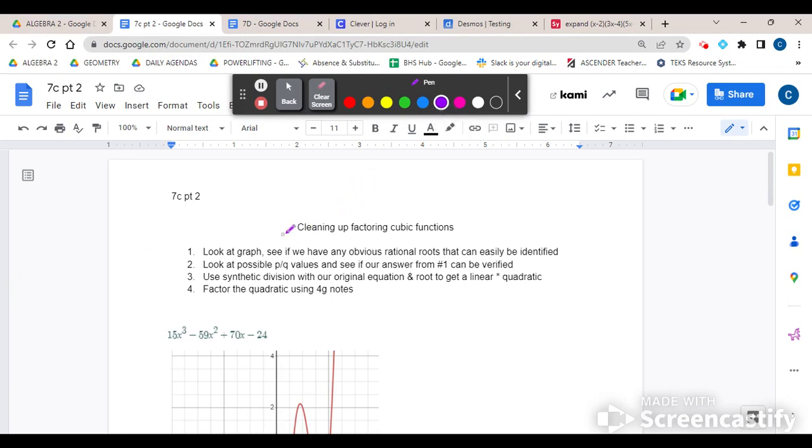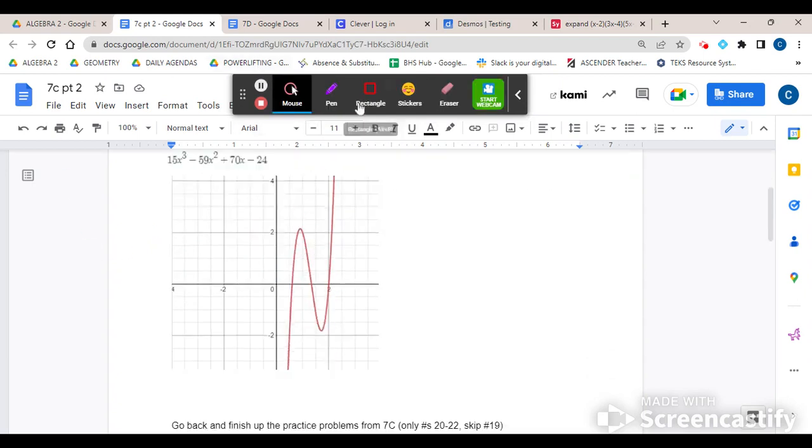All right. So when we're factoring these cubic functions, when we have a graph and we have a function, there's a four-step process right here. So step one, let's look at the graph and see if we have any obvious rational roots that can be identified. So let's do that first.